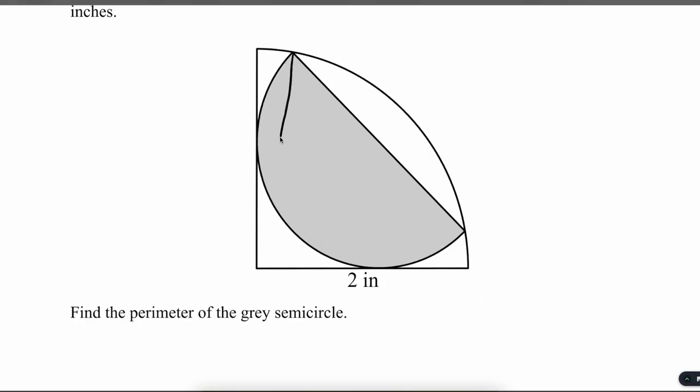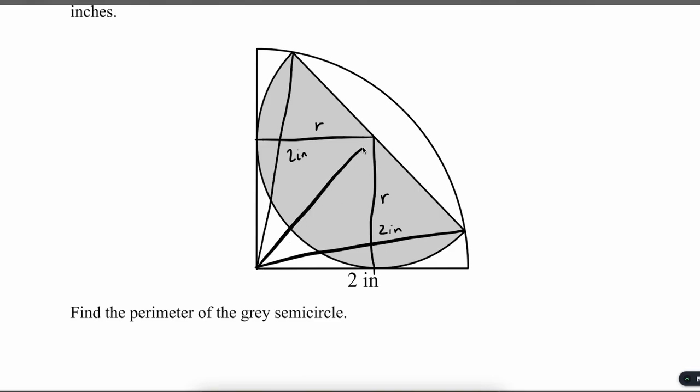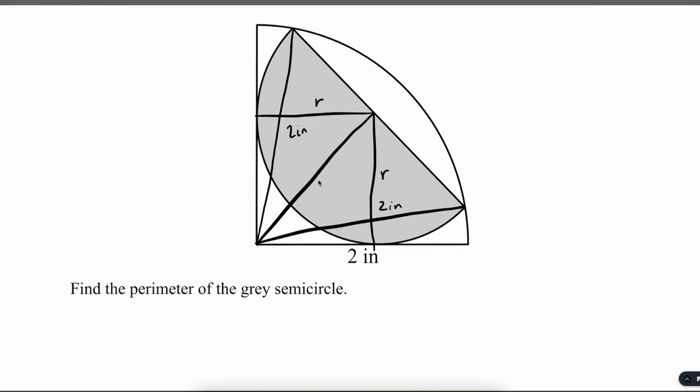So what I'm going to do is draw a radius connecting here. We know that's 2 inches. And we know that that is 2 inches. Now, the radii of the small circle, we know this, and we know this is equal to the radius of the small circle. So we know that this, by Pythagorean theorem, is going to equal r root 2.